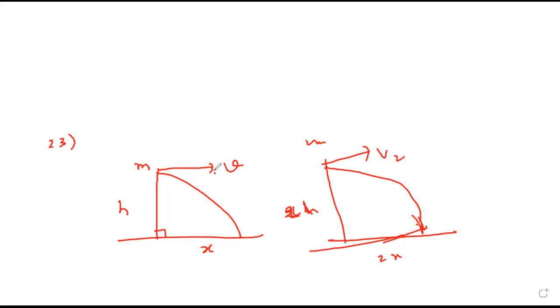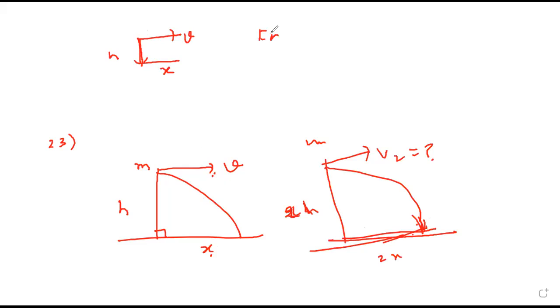This is the horizontal velocity given and this is the horizontal distance given. Here we have to calculate, but the distance covered is given as 2x. When a body is following projectile motion, it will have horizontal as well as vertical displacement. So vertically it is coming down by h, horizontally it is going forward by x if the horizontal velocity is v.